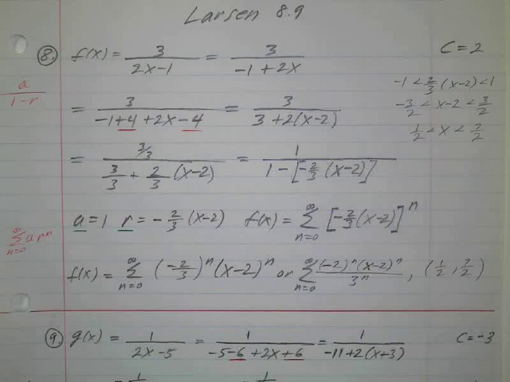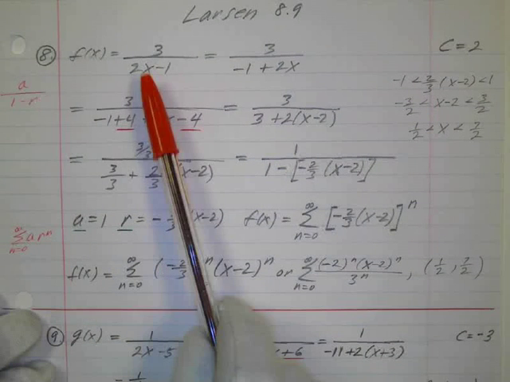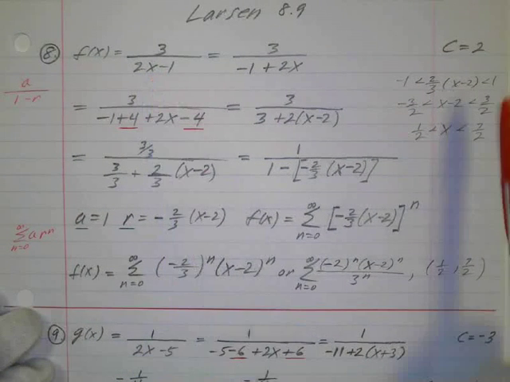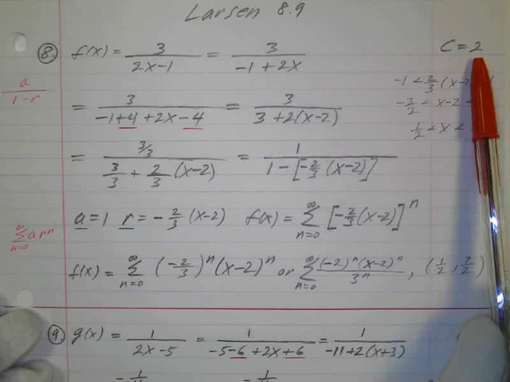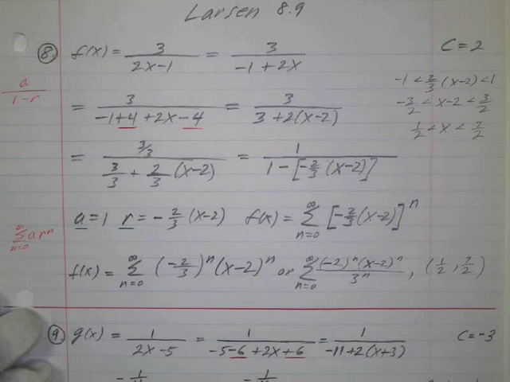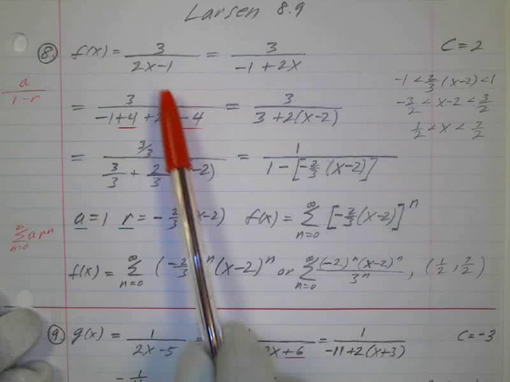Here's another problem from the Larsen 8.9 worksheet, and this is number 8. So this is our function f of x equals 3 over 2x minus 1, and we want the center to be 2, so we want to end up with x minus 2 in the bottom. So first of all, I put my x's on the right.